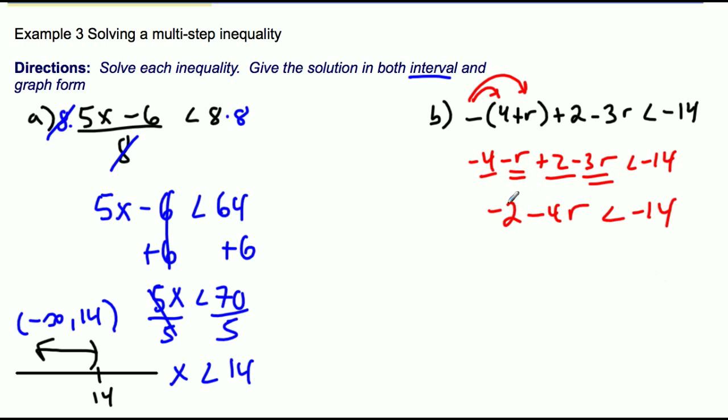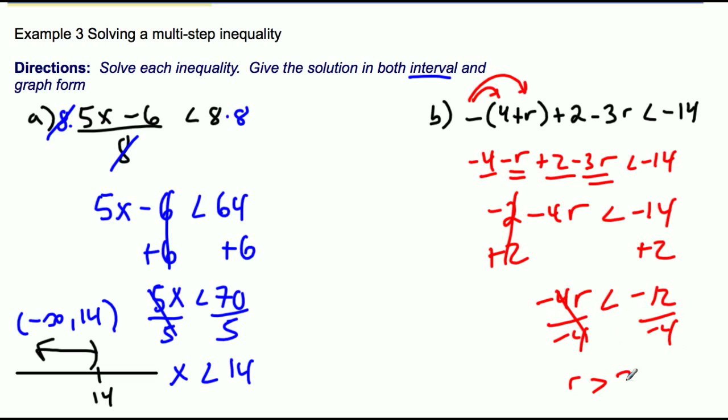Alright, so we'll move the 2 over here. I'm going to add 2 to both sides, so cross those out. And I have negative 4r is less than negative 12. And then I divide by negative 4. And remember that when we divide by a negative, we need to flip the inequality. So r is greater than 3.